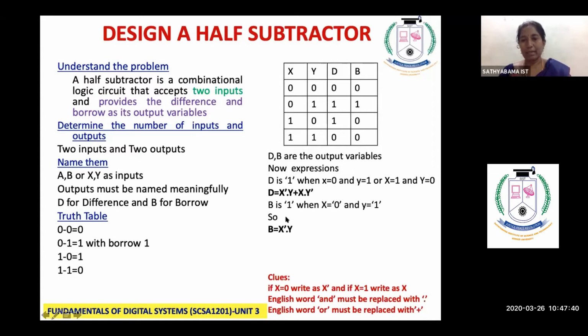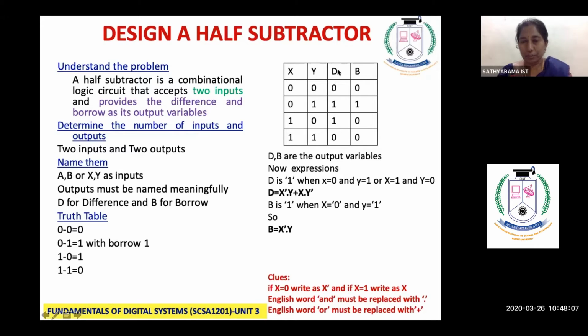you see here, D is 1. 1 means you should write D as D. Is, I have put equal to sign. Then x is 0. When x is equal to 0, I asked you to put it as x dash. Then and is coming, so I wanted you to put dot. Then y equal to 1, put y as such. Then or, O-R, or means plus. So plus x dot y dash. So I think you all understood.